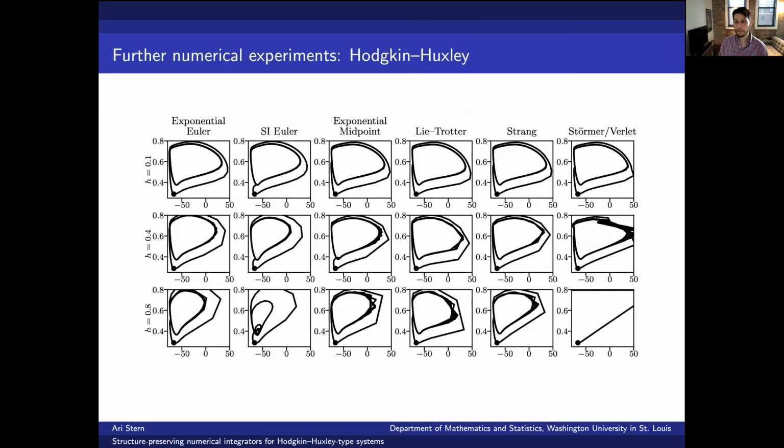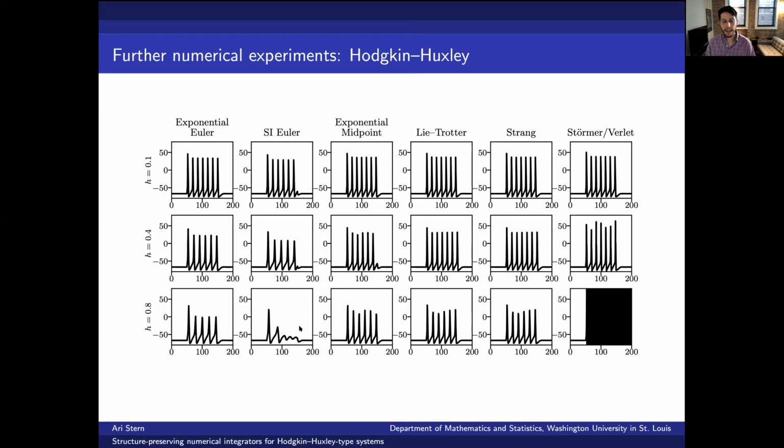Right, so here are some further numerical experiments. Again, we can see this distortion in phase space, which is more severe, especially for the SI Euler method. This loop is really shrunk over here. And we can also see it in terms of the time variables, where here, for example, this is 0.4 milliseconds. The exponential Euler and SI Euler methods have each lost some spikes.